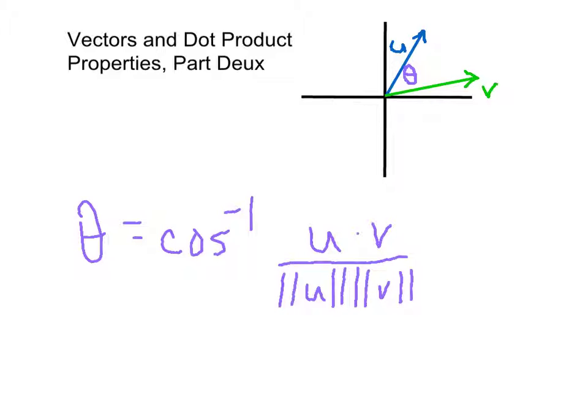So once again, the angle between the two vectors can be found by taking the inverse cosine of the dot product of the vectors divided by the product of the magnitudes of the vectors.